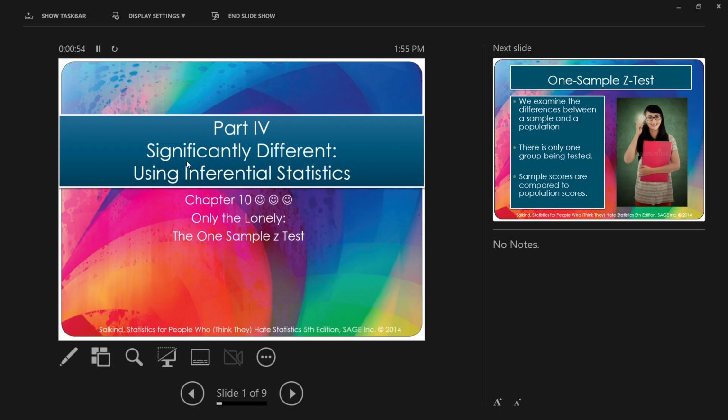Many of my former students have told me that the concepts that they learned in this chapter really helped them to understand the concept of significance that we learned in the previous chapters. So I hope that you guys have the same experience.